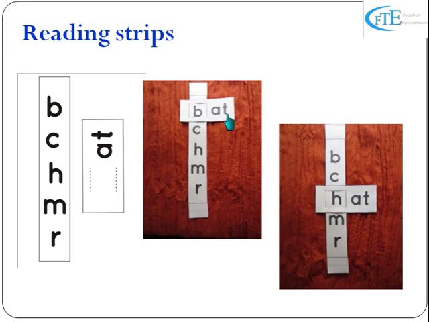B at bat, k at cat, h at hat, m at mat, r at rat. Notice how we can move the rectangular strip up and down. If you laminate this, then you can use it many times. If you don't laminate it, it gets spoiled very quickly when the child uses it repeatedly.